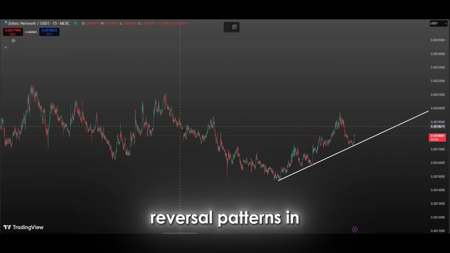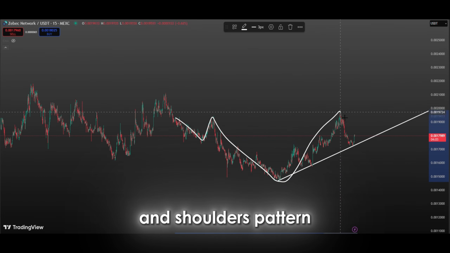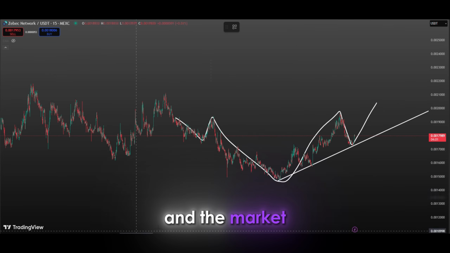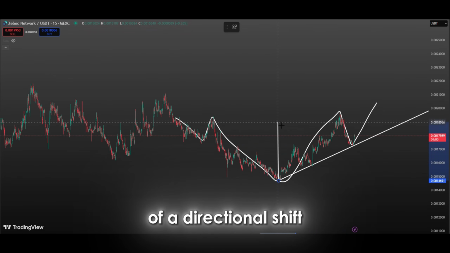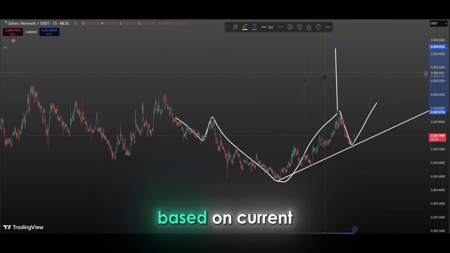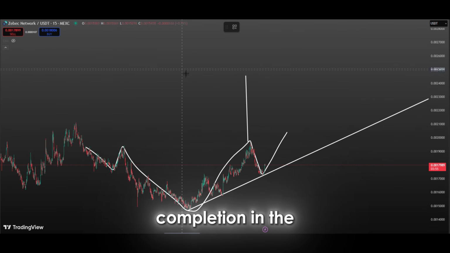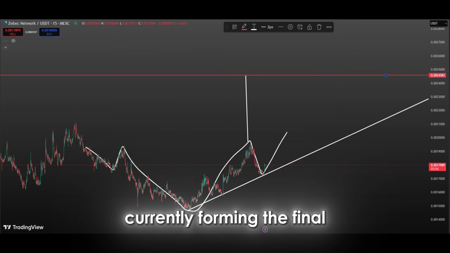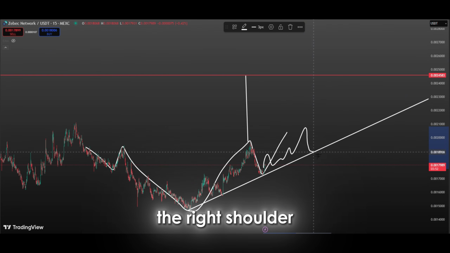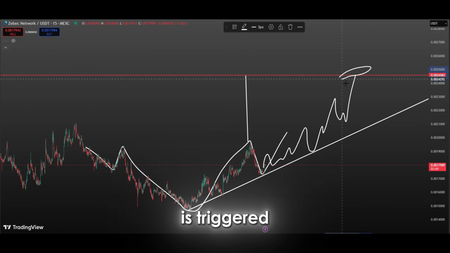When we take a general look at the chart, we can clearly see the formation of one of the strongest reversal patterns in technical analysis. The inverse head and shoulders pattern. This pattern typically emerges when downtrends are coming to an end and the market is showing signs of a directional shift. It is considered an encouraging and bullish structure for investors. Based on current price movements, we observe that this powerful pattern is close to completion in the short term. The price is currently forming the final and most critical stage of this setup, the right shoulder. If this shoulder forms properly, a much larger upward move could follow once the pattern is triggered.